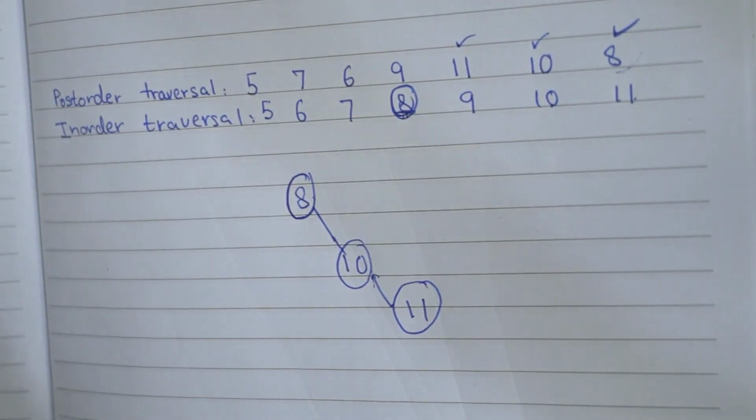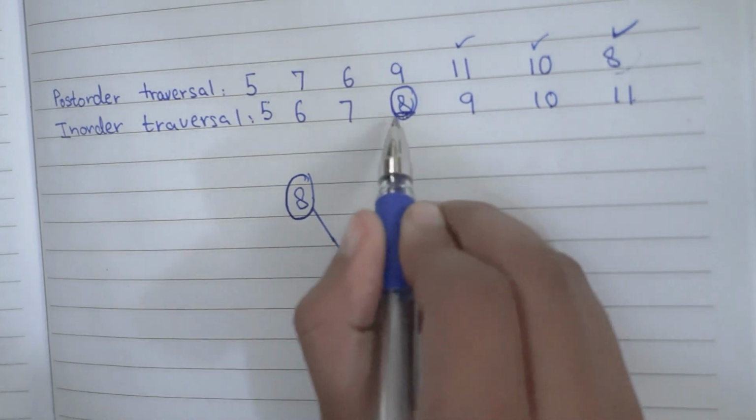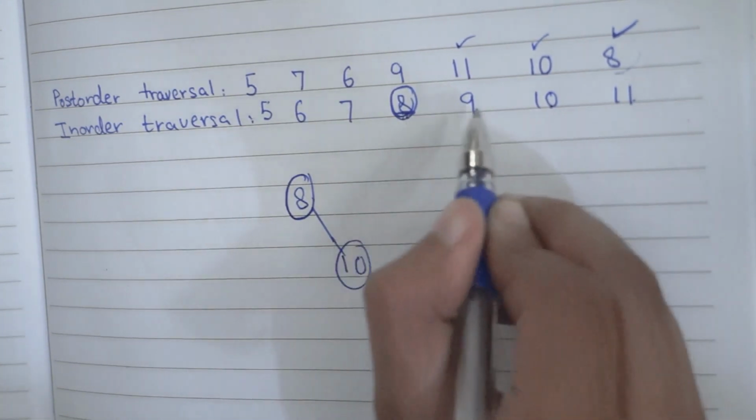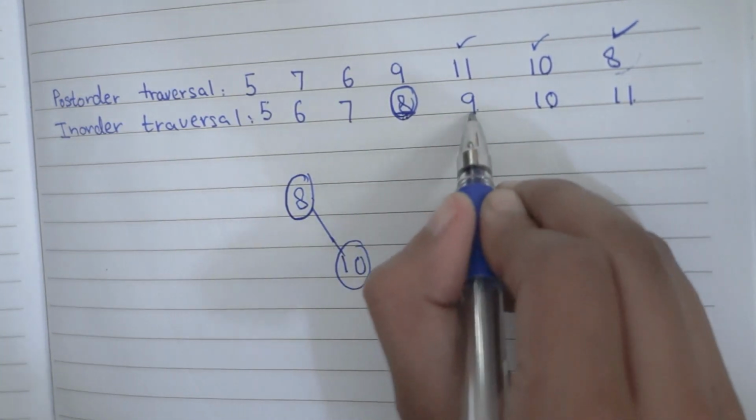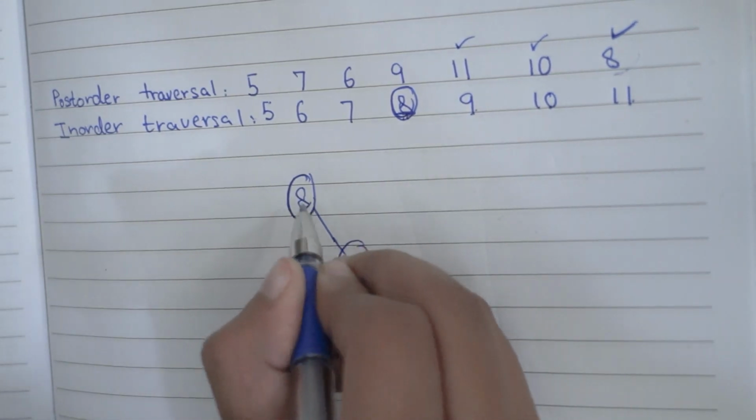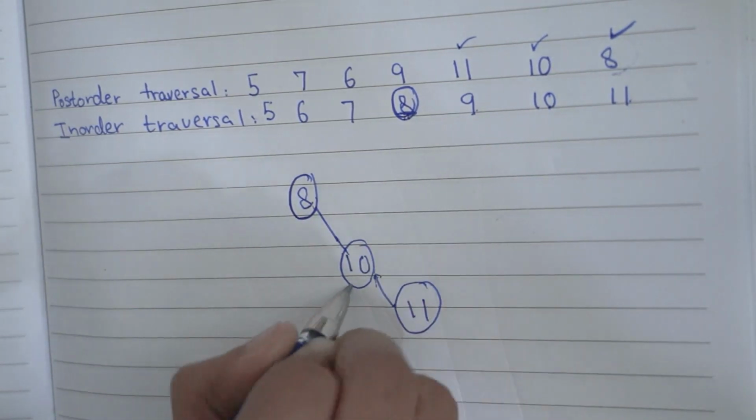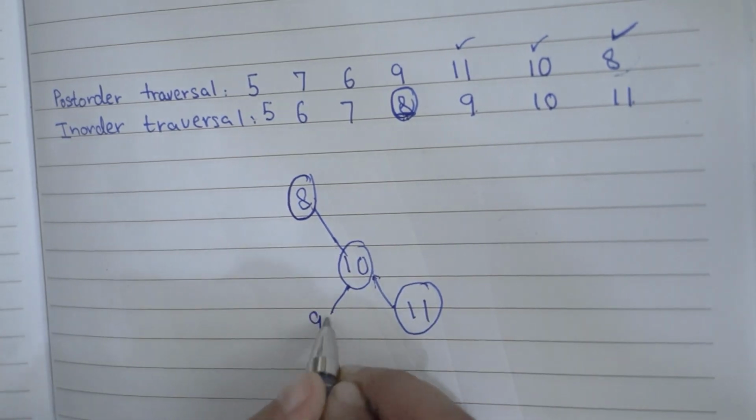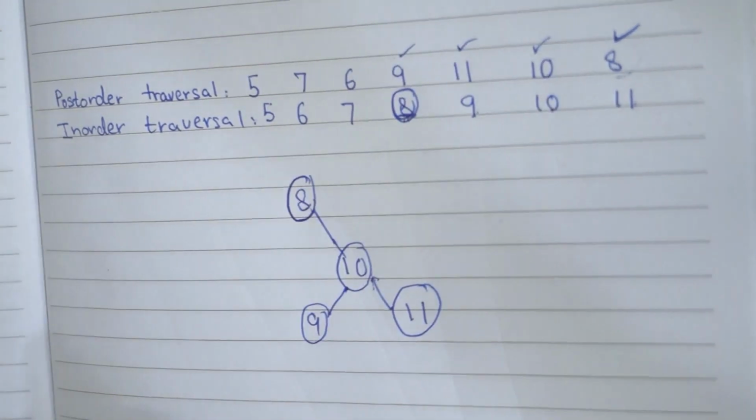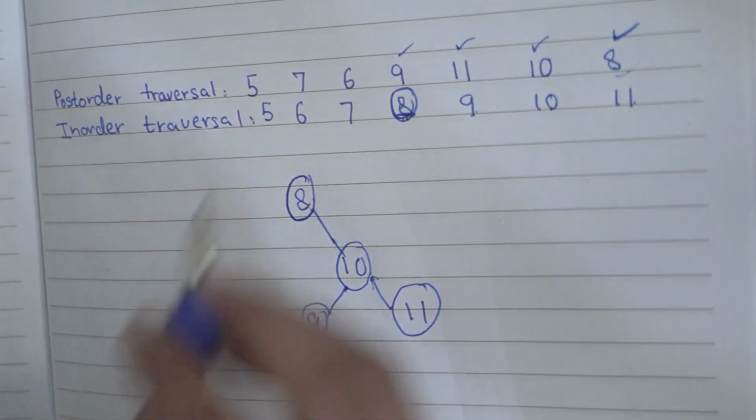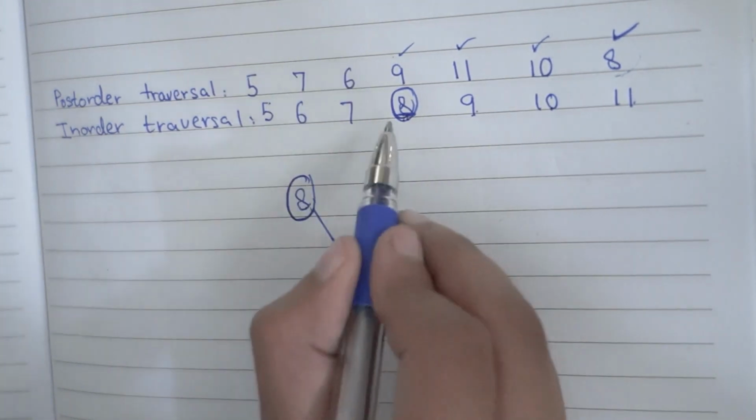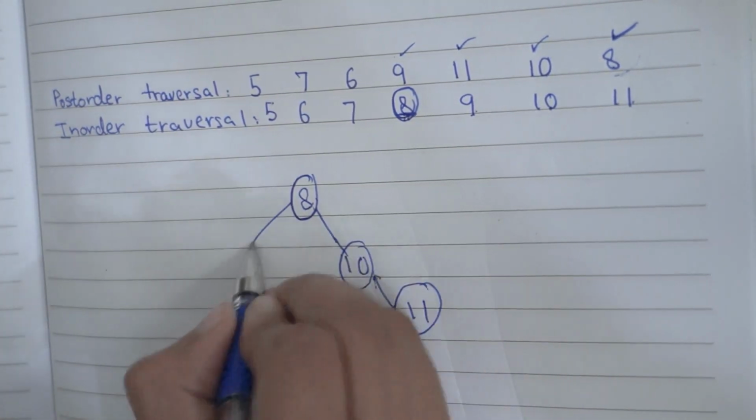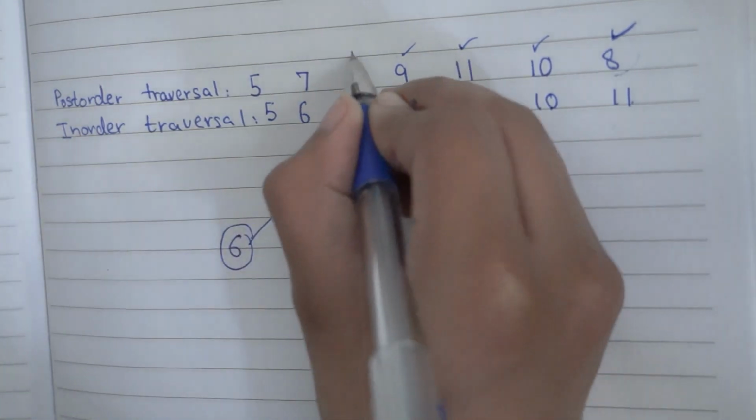Now we have 9. 9 is also on the right-hand side of 8 but on the left-hand side of 10. So, right side of 8 and left side of 10, here we will write 9. This one is also done. Now we have 6. 6 is on the left side of 8. So we will write 6. This one is also done.